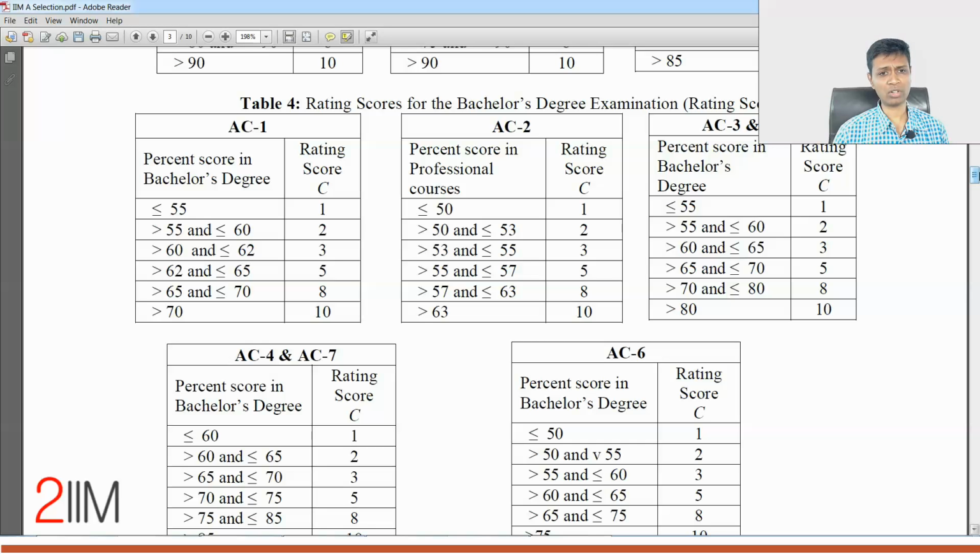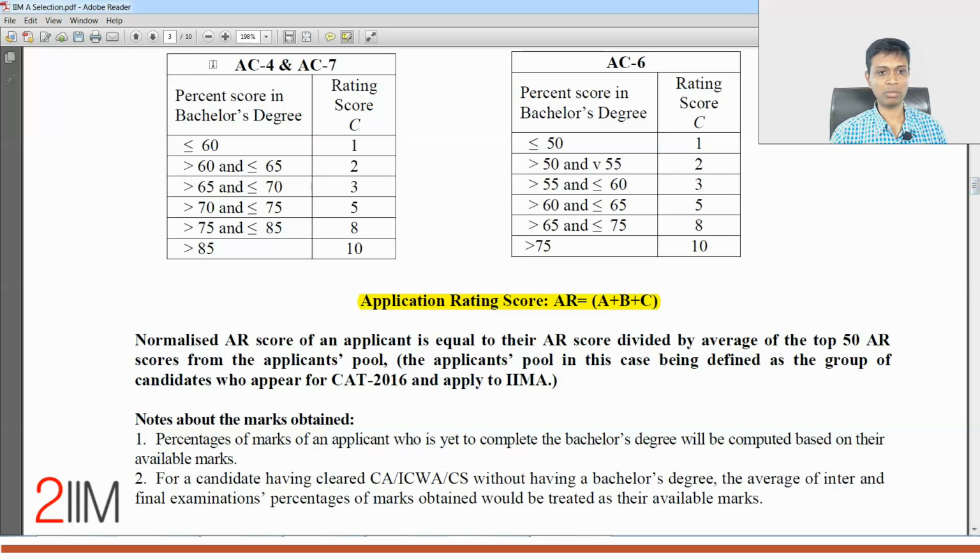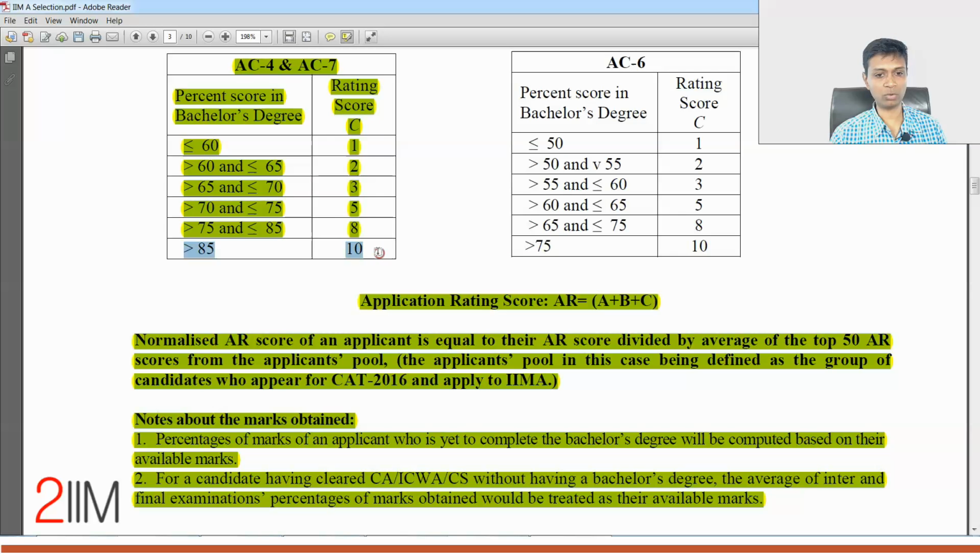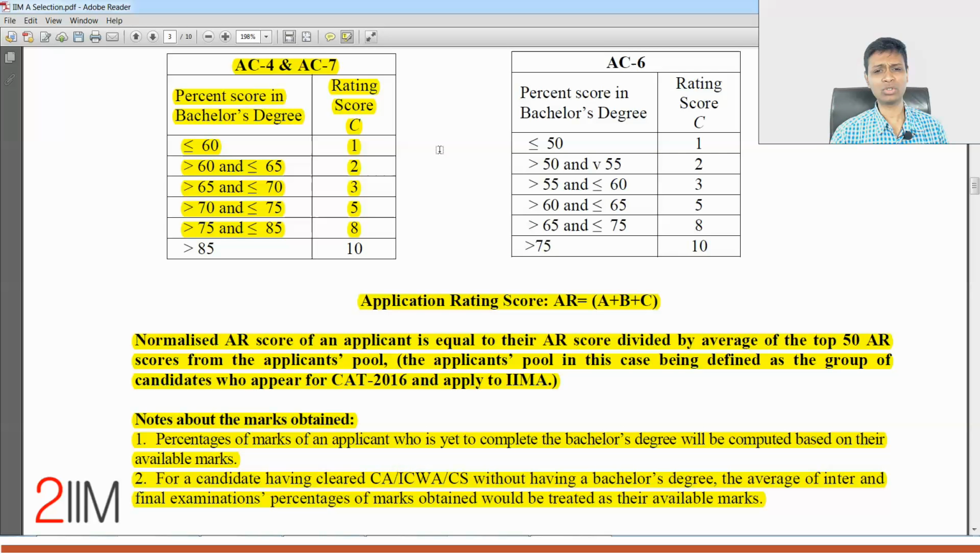For each of those pots, they've given a score based on that particular stream's relevance. What does a 70 mean in that stream? What does an 85 mean in that stream? They've taken that into account and created this table. This gives us score C. Application rating score is A plus B plus C. Here, the engineers form AC4. This is the table that is relevant for engineers. So far so good.